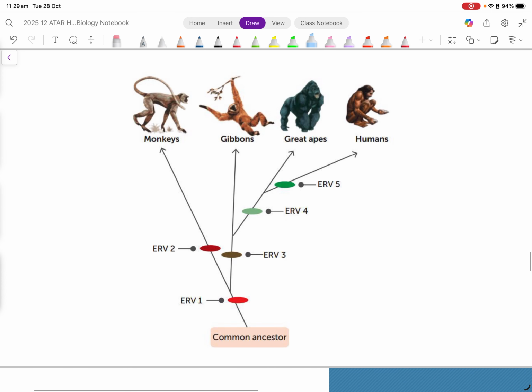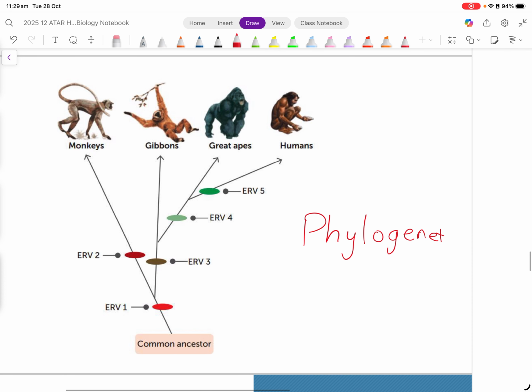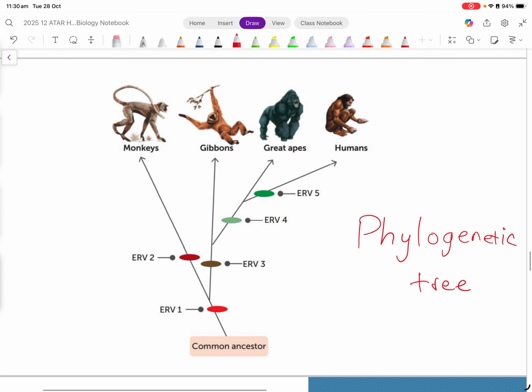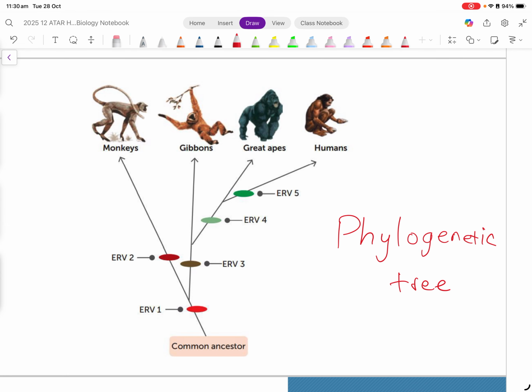So this here is another representation. This is something known as a phylogenetic tree. Now, when we're talking about phylogenetic trees, these ones here allow us to determine the similarities between different species and identify points at which they have branched off.